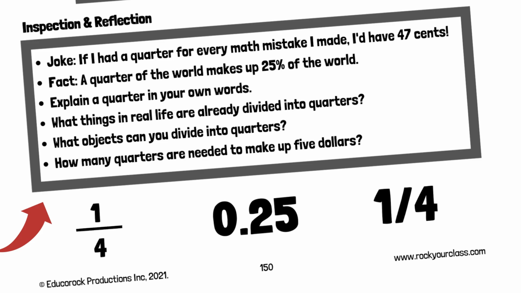Fact. A quarter of the world makes up 25% of the world. Explain a quarter in your own words. What things in real life are already divided into quarters? What objects can you divide into quarters? How many quarters are needed to make up $5?